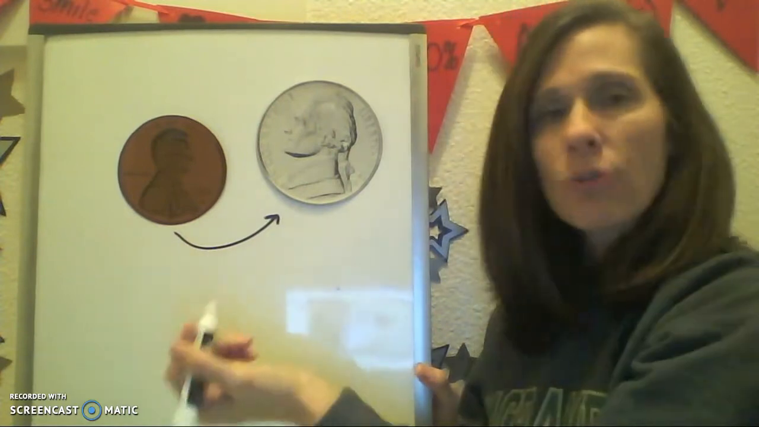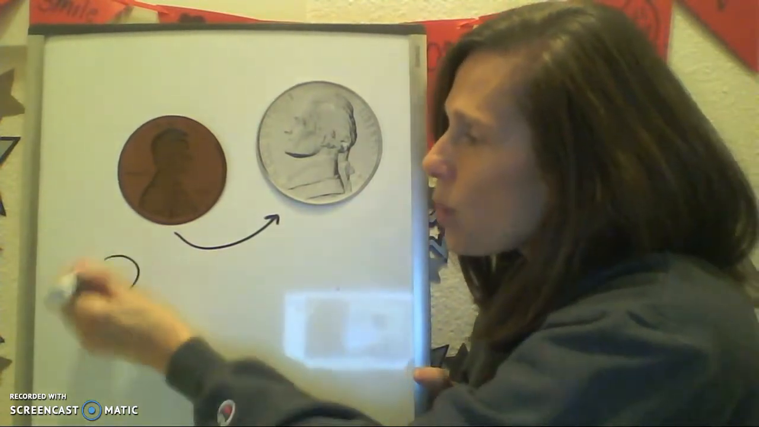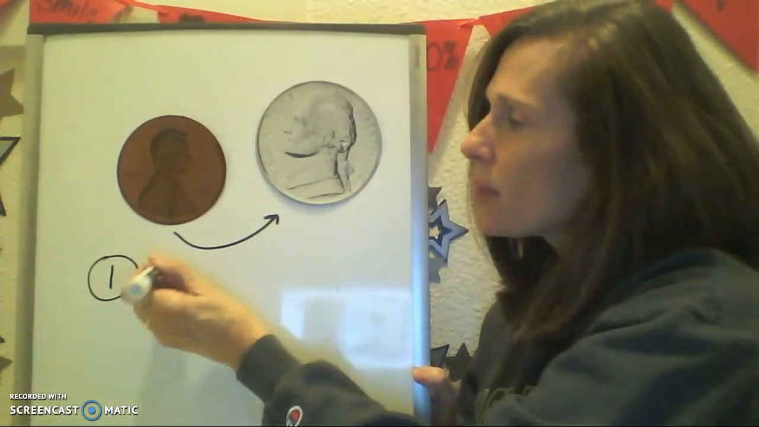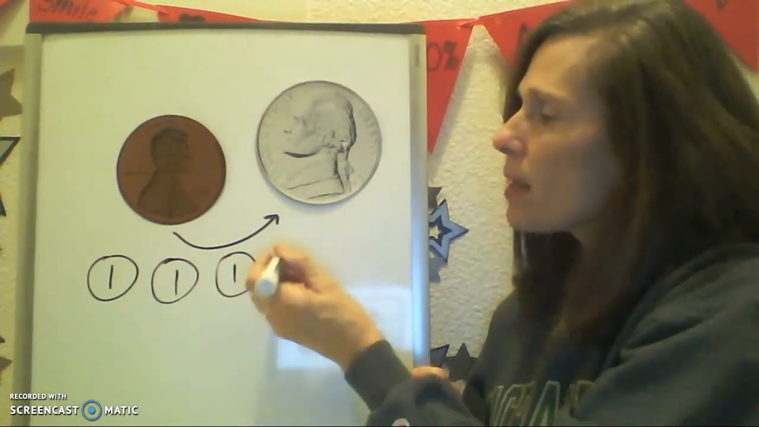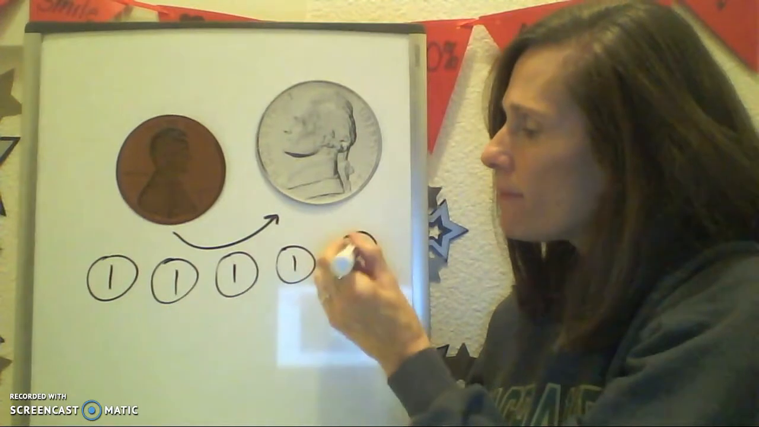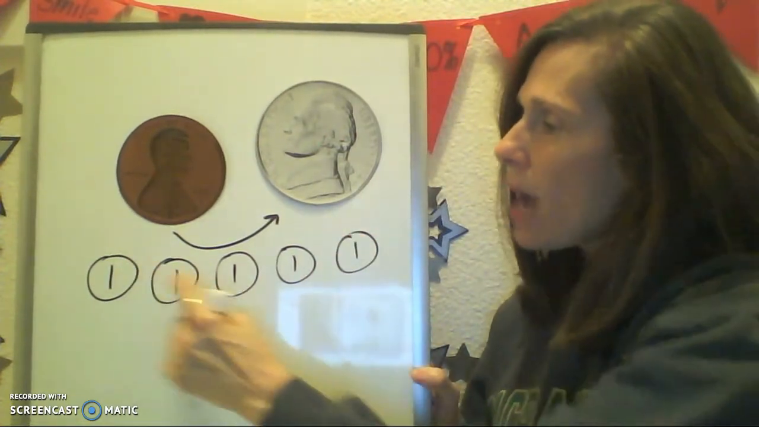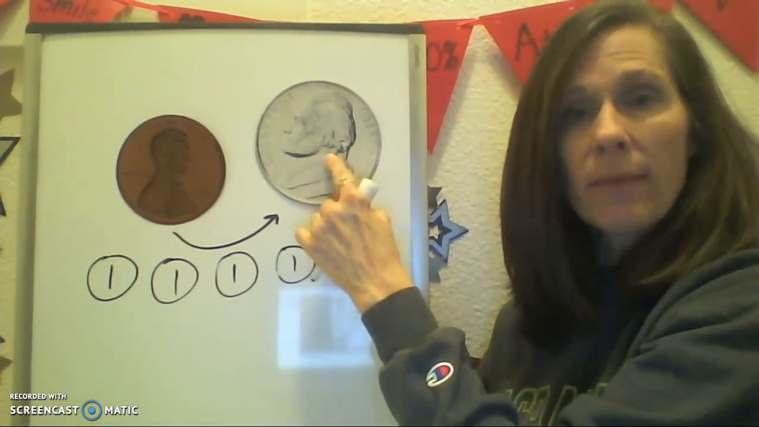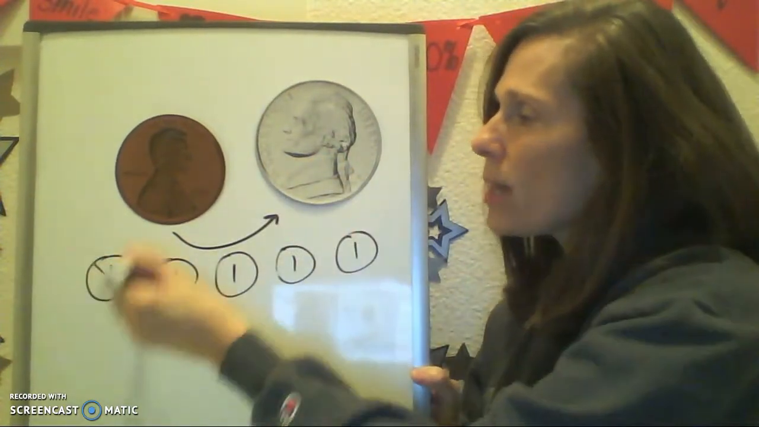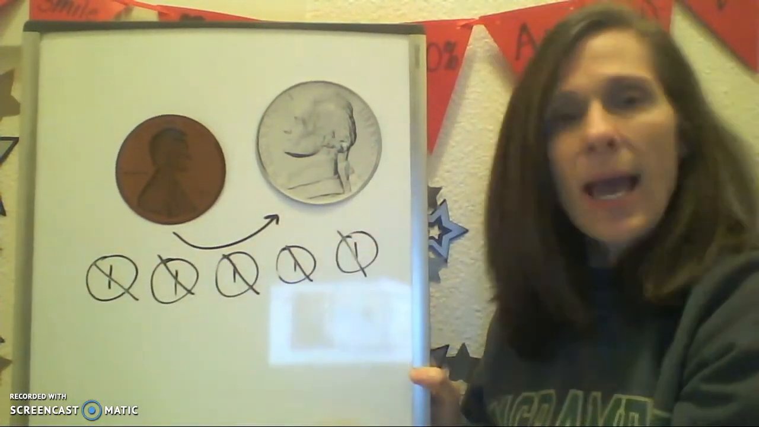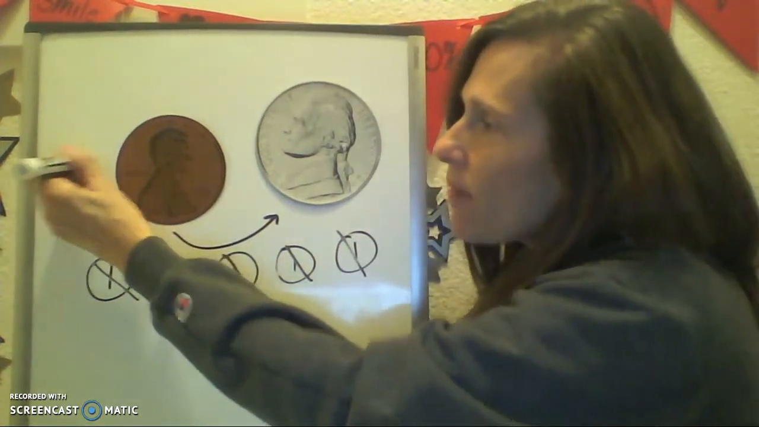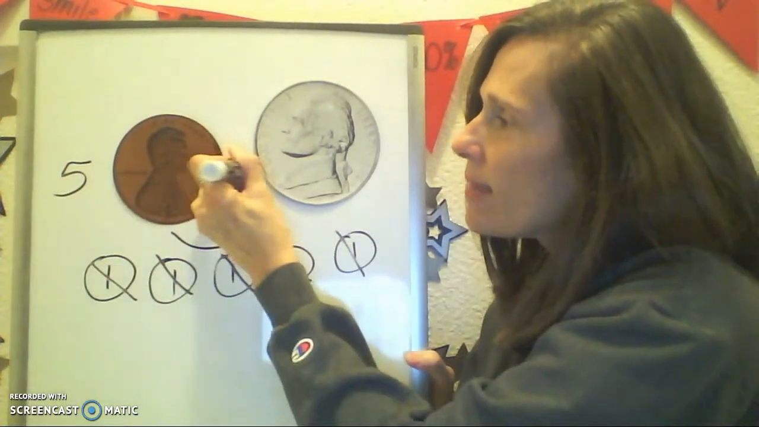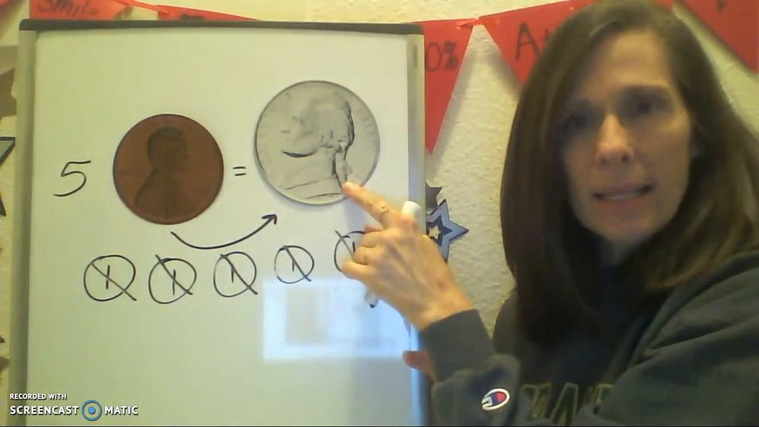So I'm going to draw it out. If a penny is worth 1 cent, there's 1 penny, 2 pennies, 3 pennies, 4 pennies, 5 pennies. How many of these does it take to make one of these? If I count them, 1, 2, 3, 4, 5. How many pennies does it take to make a nickel? 5. So 5 pennies will equal 1 nickel.